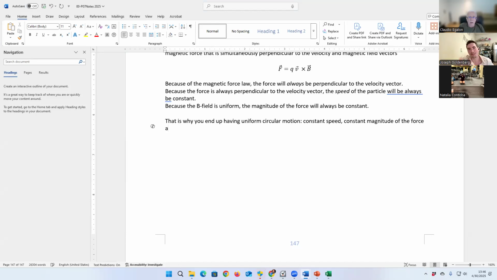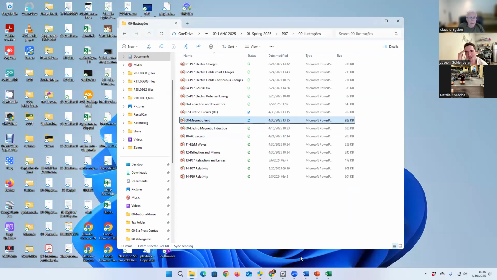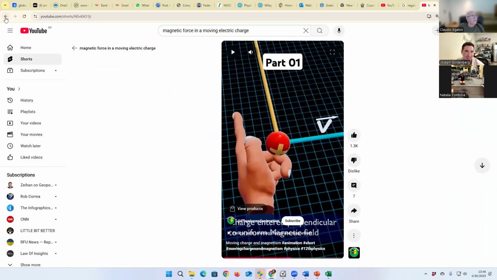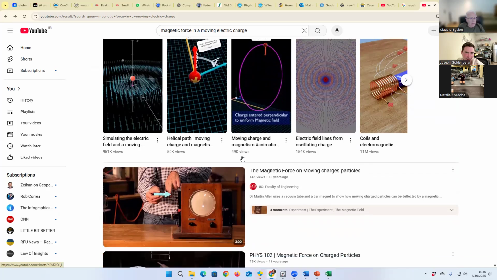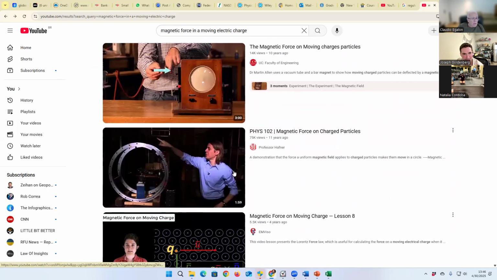Is there any equivalent to this in another context? Let me finish the idea here: perpendicular to the velocity vector. What you're asking is, you want to see this in an actual experiment, not just a simulation. Like I said, there are some videos on YouTube that you can look at. I didn't find that one yet, but there is this one here. Let's see. This is just a simulation, it's not an actual experiment. But we do have maybe this one here.